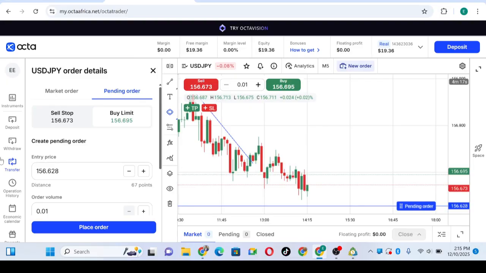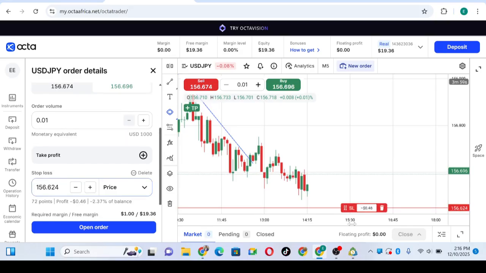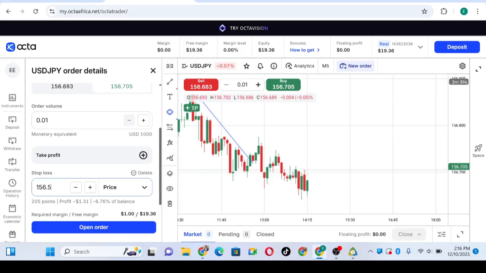So this is what I want you to pay attention to. Once you come to this place, most importantly, consider your stop loss, how much you're going to lose. I click my stop loss. And remember our stop loss said we are going to put our stop loss at 156.524. That's where our stop loss is going to be.